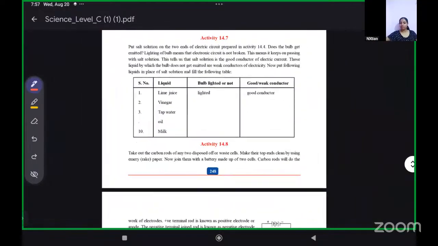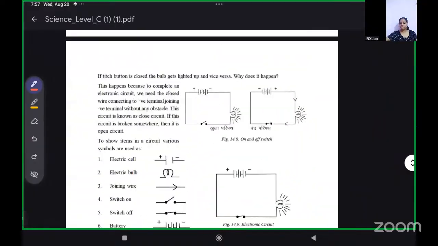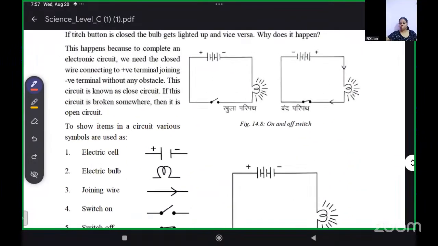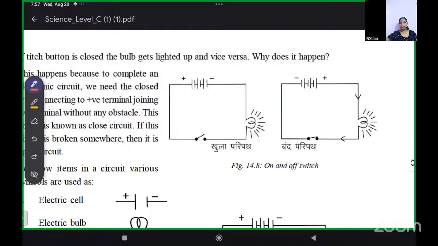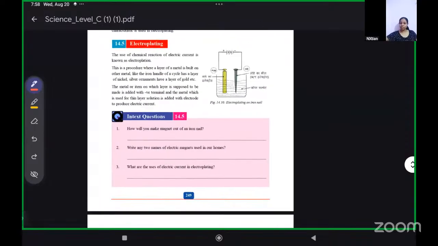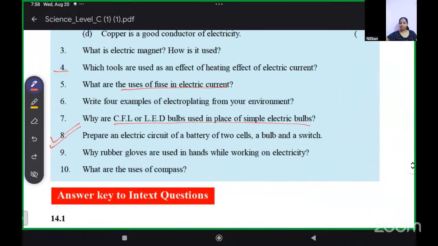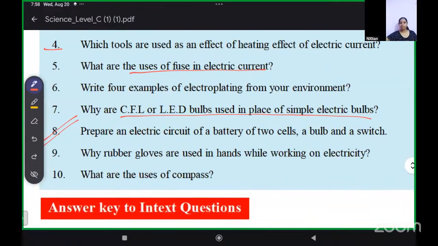Okay. So I want you all to make an electric circuit. This is an electric circuit diagram, with two batteries, a bulb and a switch. Ma'am, do we draw the diagram or make it in real life? Draw the diagram. Just draw the diagram right now. Okay.